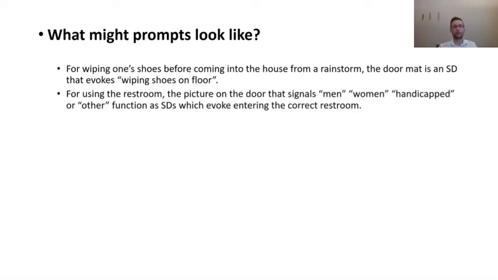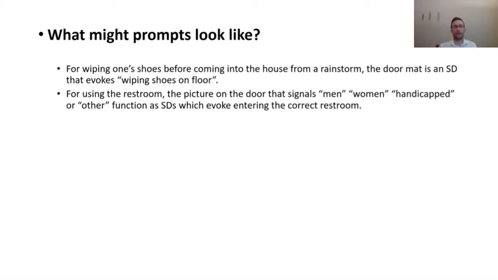For using the restroom, the picture on the door that signals men, women, handicapped, or other functions as SDs, which evoke entering the correct restroom. But if they don't function as SDs, and you're teaching someone about this, then a prompt could be that the learner starts to walk, let's say a boy who starts to walk towards the women's restroom. You say, "Oh, not that one," and then that evokes the boy walking over to the men's restroom door instead. Well, that would be a verbal prompt there.